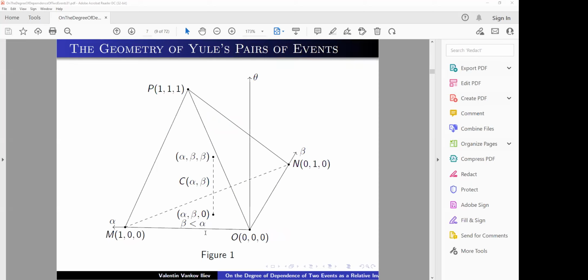And it turns out that this tetrahedron is the classification space of all triples alpha, beta, theta. This means all possible Yule pairs, or ordered pairs of events, with probability of intersection theta. This is that geometrical classification space of those pairs.